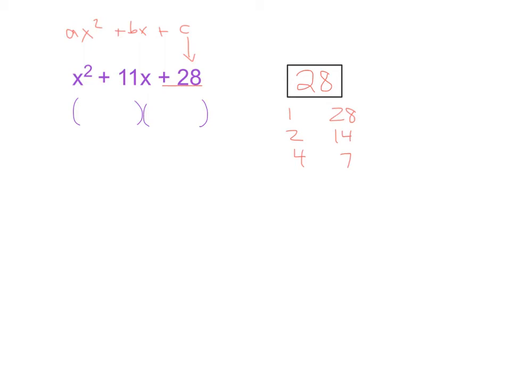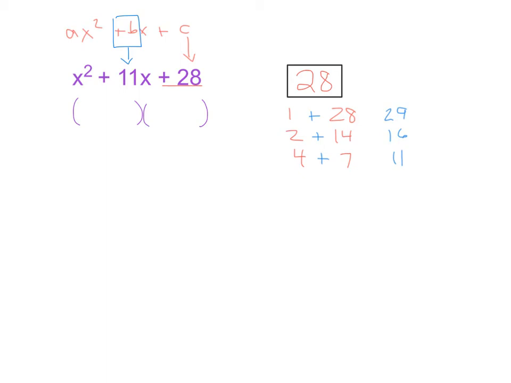Remember, we got these by multiplying, so 28 is 1 times 28. Now I'm going to add them. What's 1 plus 28? Well, it's 29. What's 2 plus 14? That's 16. And what's 4 plus 7? That's 11. To find the factors that go into these parentheses so that if I multiply them I get this, we need to find the factor pair that adds up to this middle b term right here.